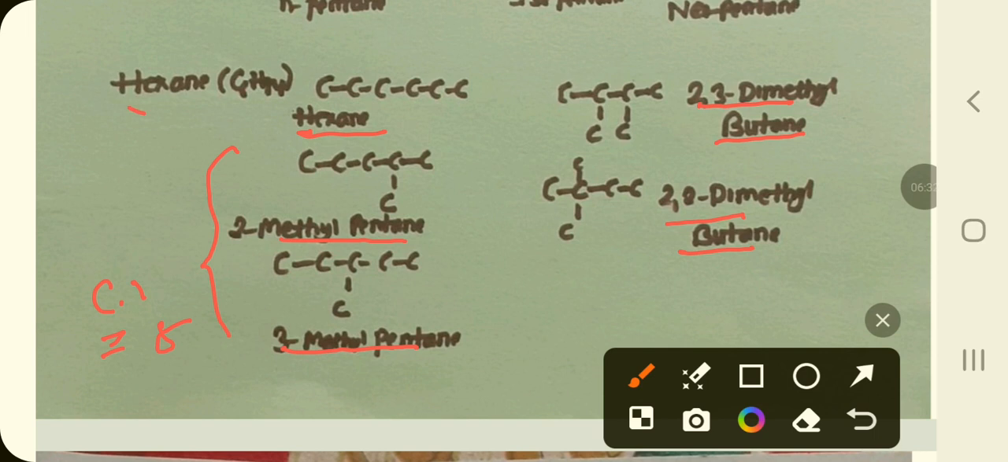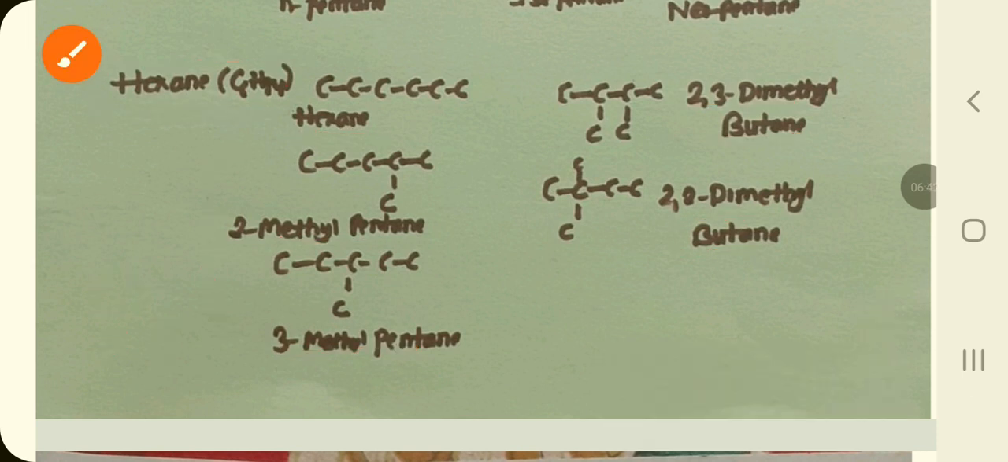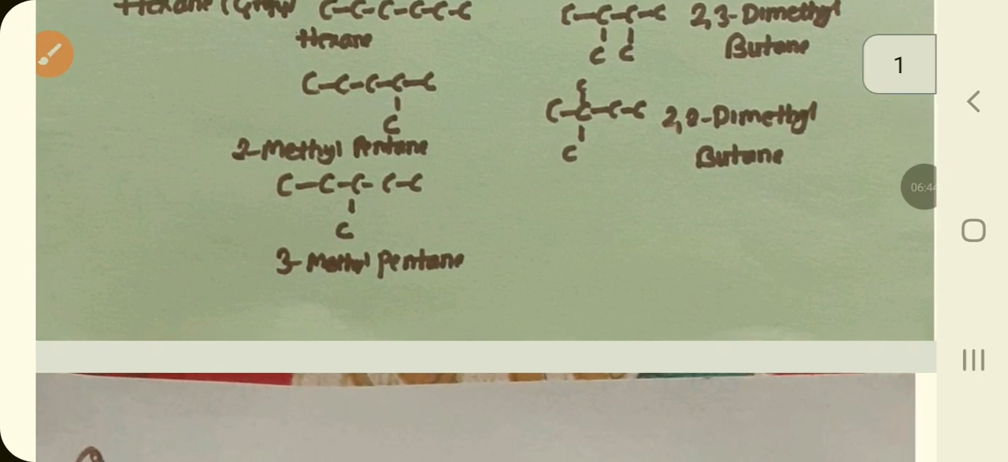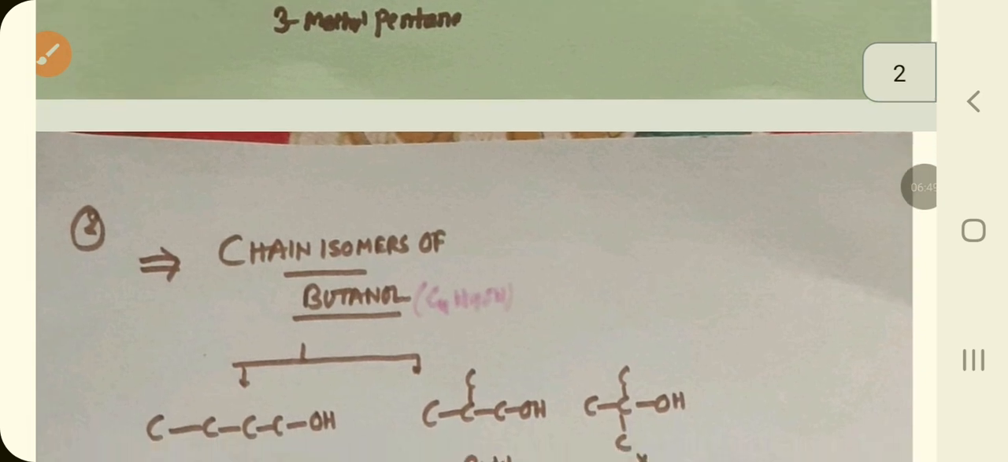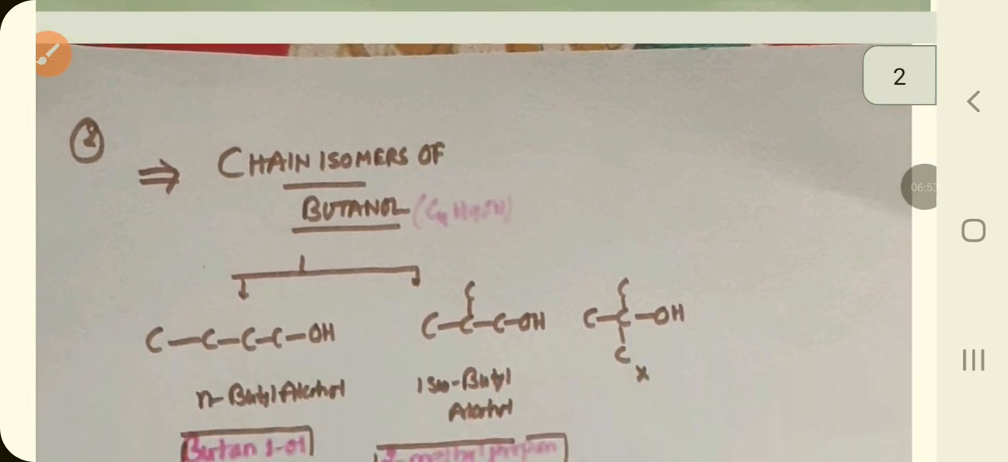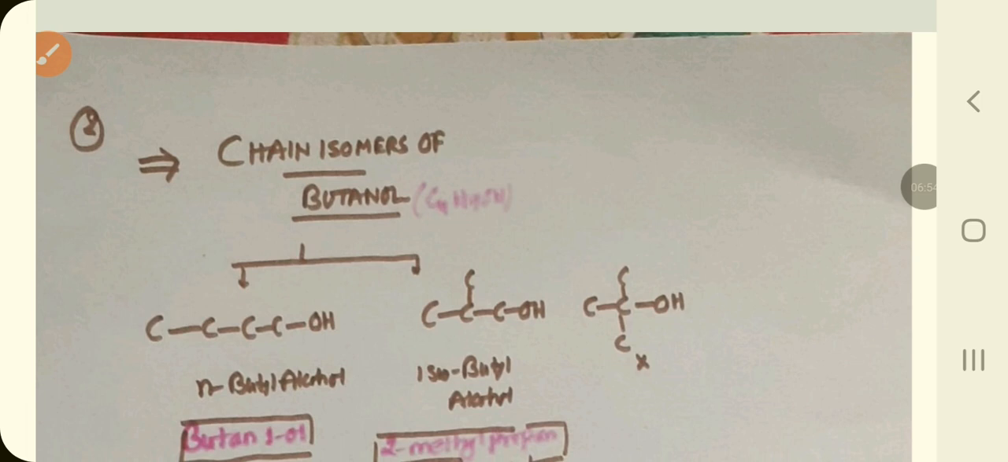So hexane will show 5 different chain isomers. Now another very important point that you should keep in your mind: in case of having a functional group, you must remember one thing, that the position of the functional group must be the same under all conditions, only the arrangement of the carbon chain will be different.